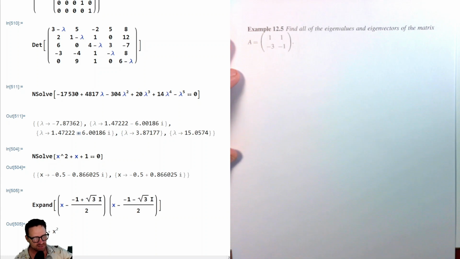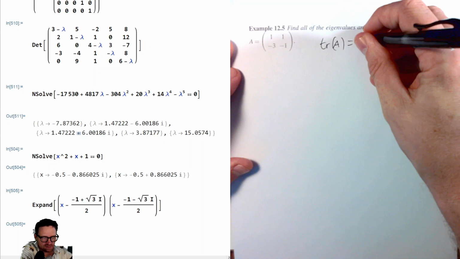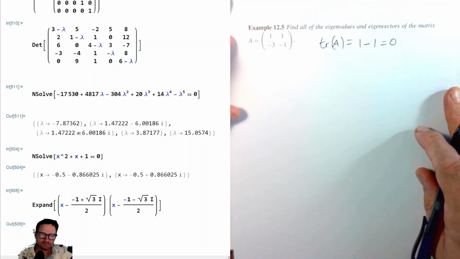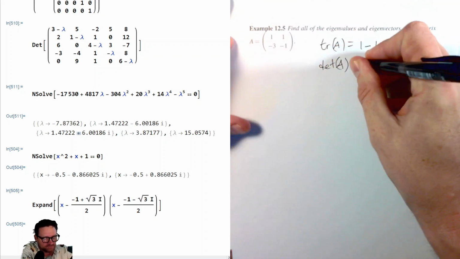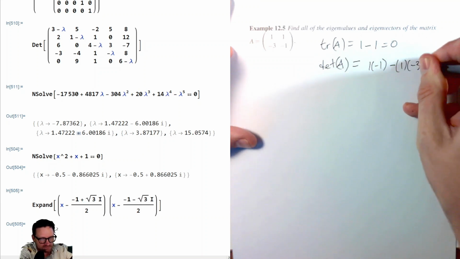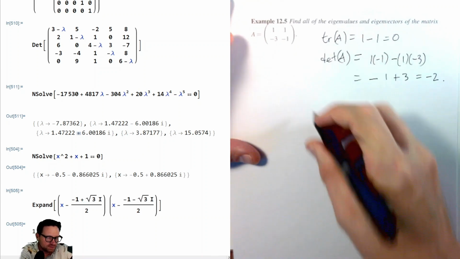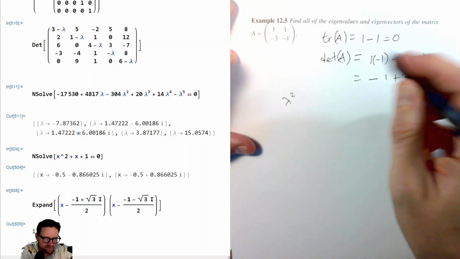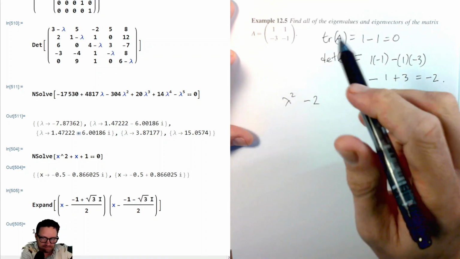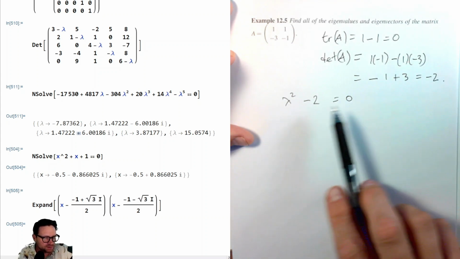Find all of the eigenvalues and eigenvectors of the matrix 1, 1, minus 3, minus 1. So the trace of A is 1 minus 1, which is 0. The determinant of A is 1 times minus 1, minus 1 times minus 3, which is minus 1 plus 3, which is 2. Okay, so the characteristic equation is lambda squared plus 0 lambda, plus the determinant.